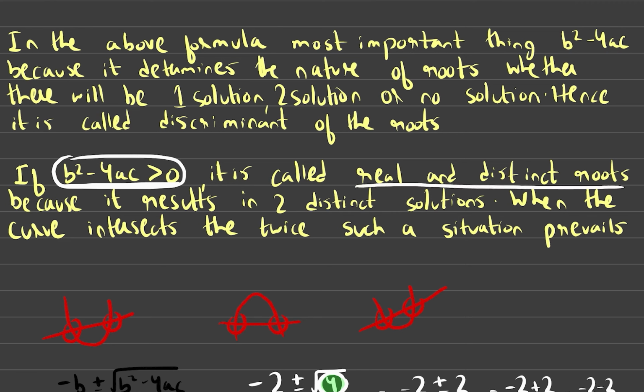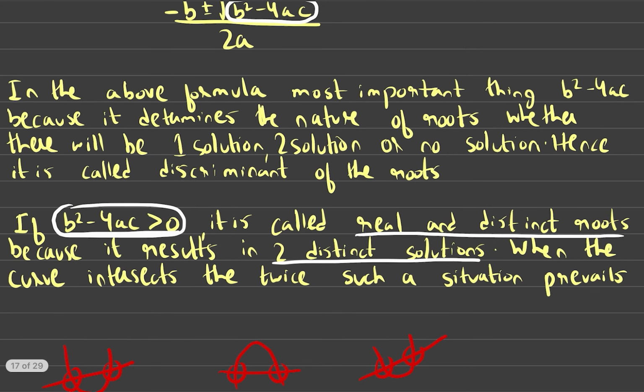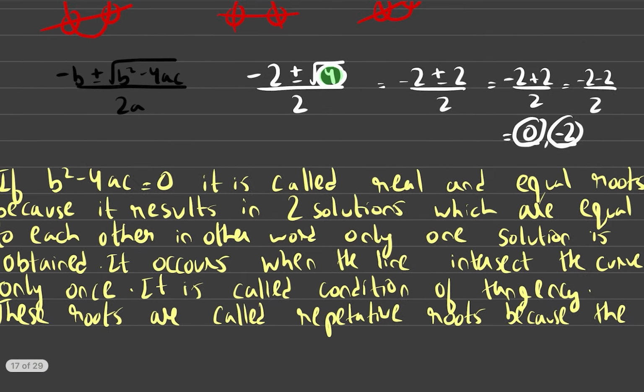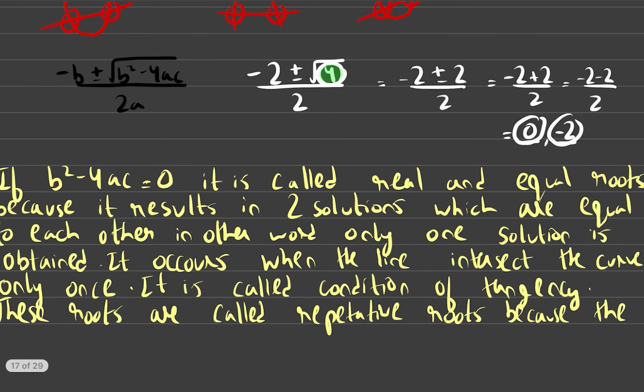Real and distinct roots, or he can say two distinct solutions, or he can say line and curve meet twice. अगर ये बात बोलिए बच्चे तो आप क्या करोगे? b square minus 4ac greater than 0. But if the question tells you that it's real and equal root, what does real and equal root mean?